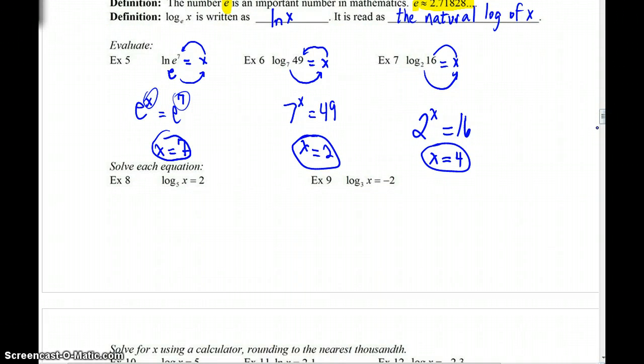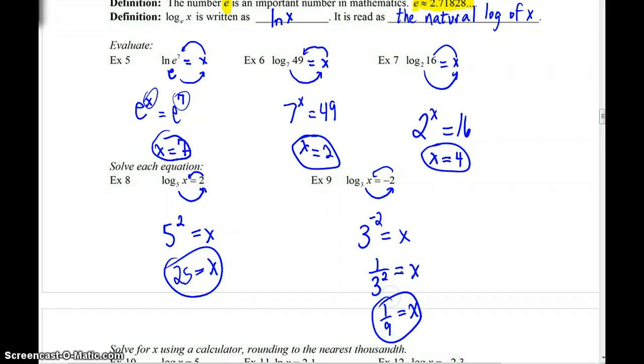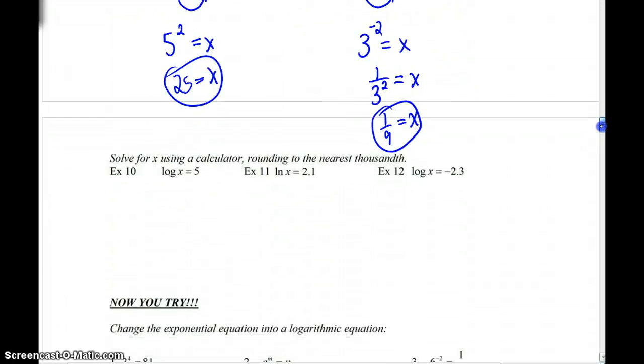Alright, well, let's take a look at number 8. Our x now is inside our logs, but again, how are we doing so many of these problems? Log circle. Base of the log is the base of the exponent. 5 to the second power is equal to x. Nice and simple. You get x is 25. Look at number 9. 3 to the negative 2 is equal to x. Hey, very important review for negative exponents. That's 1 over 3 to the second. And 3 to the second, of course, is 9. That's 1/9.